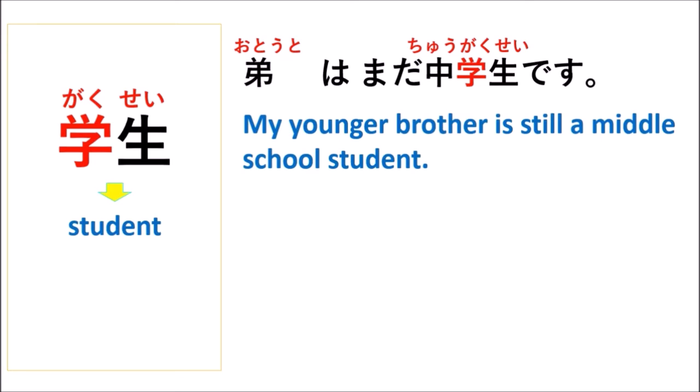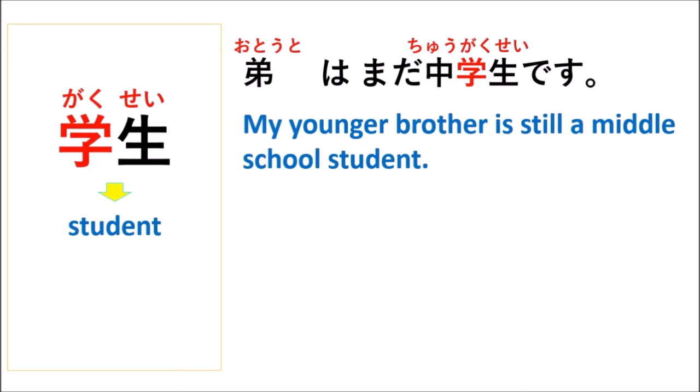And in here we have the new word ototo. Ototo means younger brother. So in here they have 弟はまだ中学生です。It means my younger brother is still a middle school student.